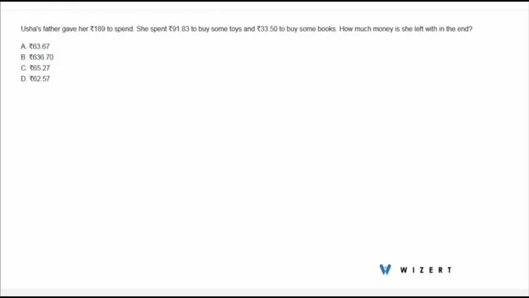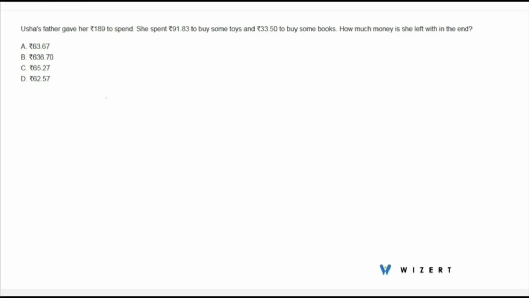We have this question here. Usha's father gave her 189 rupees to spend. She spent 91.83 rupees to buy some toys and 33.50 rupees to buy some books. How much money is she left with in the end?